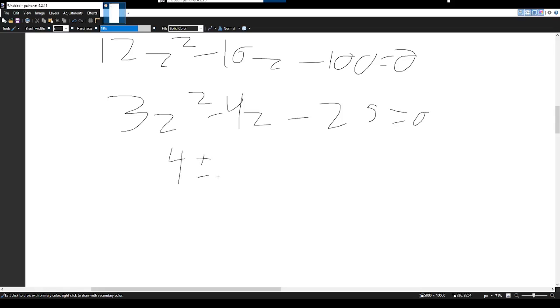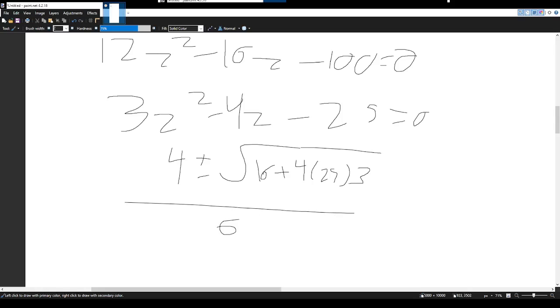Negative b plus or minus root b squared minus 4 times a times c, all over 2a. Okay, so now what's this? 16 plus 4 times 25 times 3. 316, maybe.